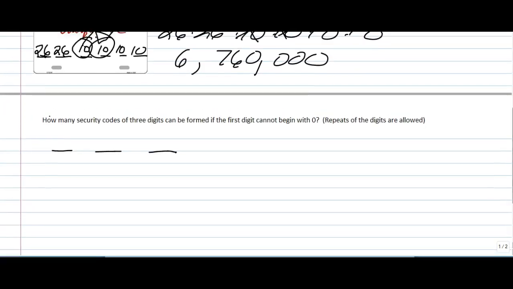Another example of the counting principle, and remember what the counting principle states: if an event can occur in m number of ways and another independent event can occur in n number of ways, then they can occur together in m times n. But we've just seen from the last example that that can be extended to any number of independent events. So here we have another situation where we're trying to determine how many 3-digit security codes can be formed if the first digit cannot begin with 0.